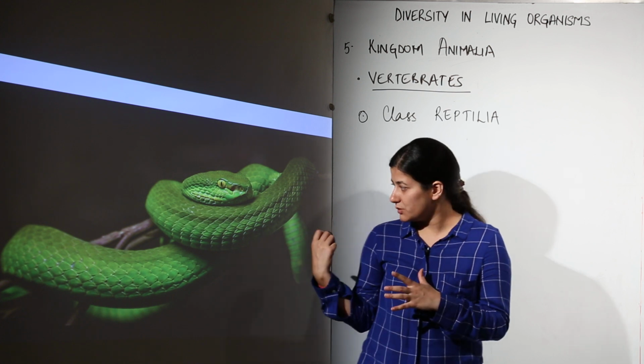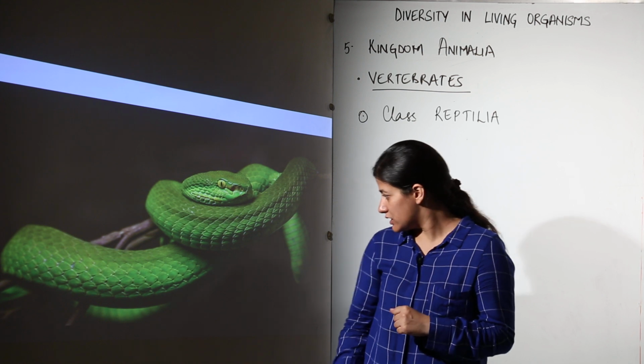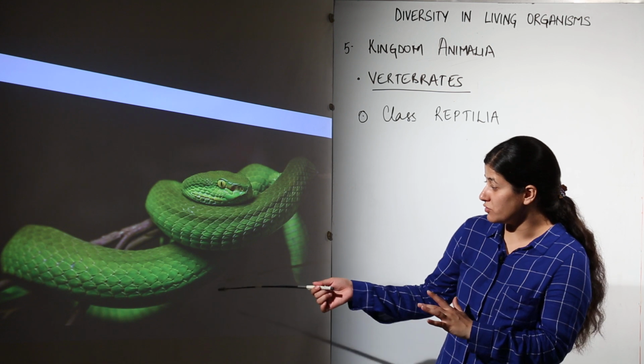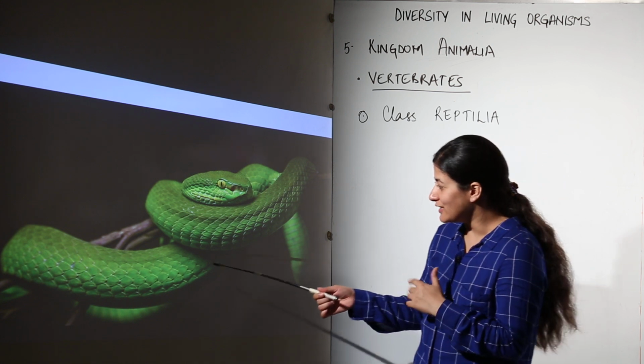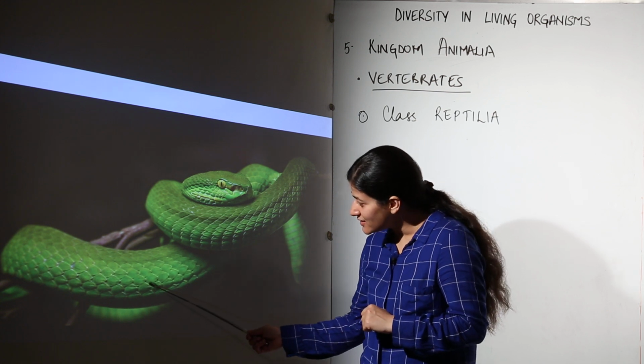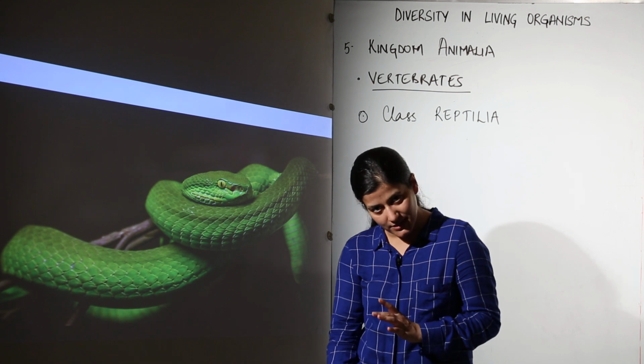Now, what you see over here, this in itself is a depictive picture. It seems as if I am going to touch it and it is going to come over to me, but that is not going to happen. In real, it might happen, so do not try it. You see the scales over the body, so their body is having scales.